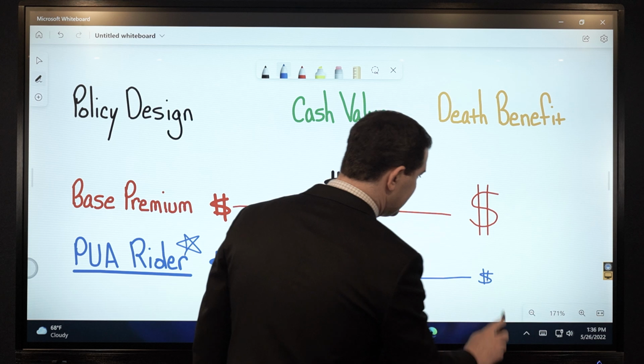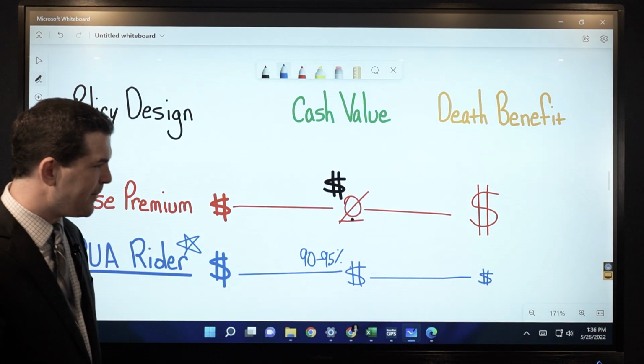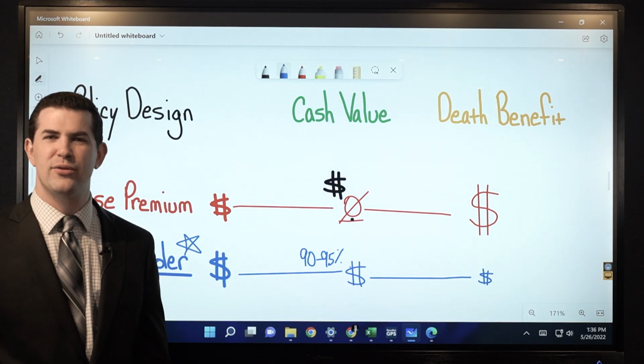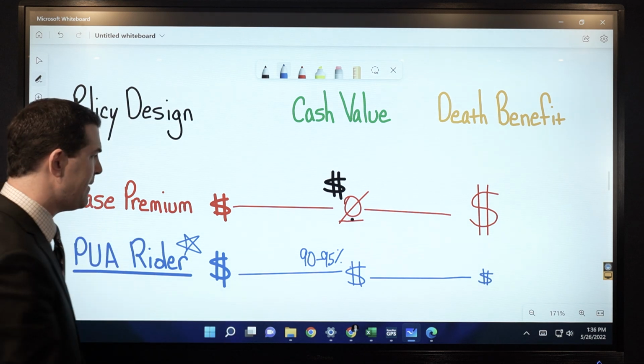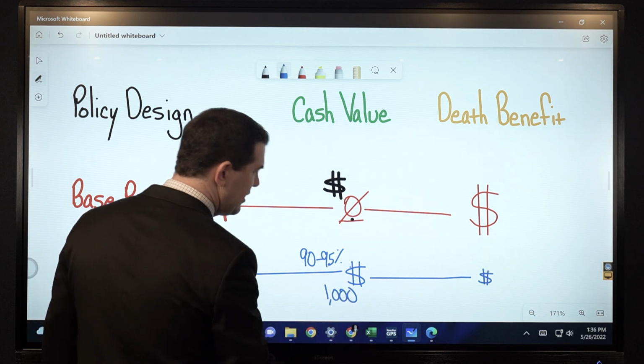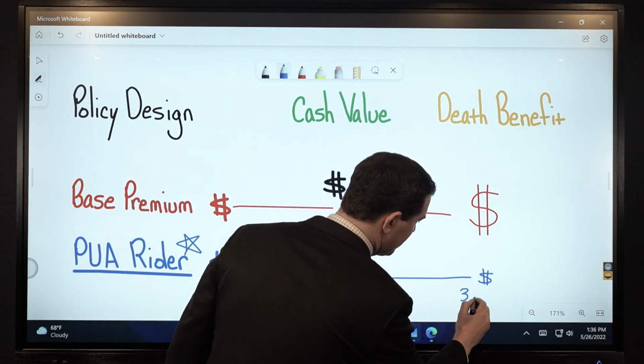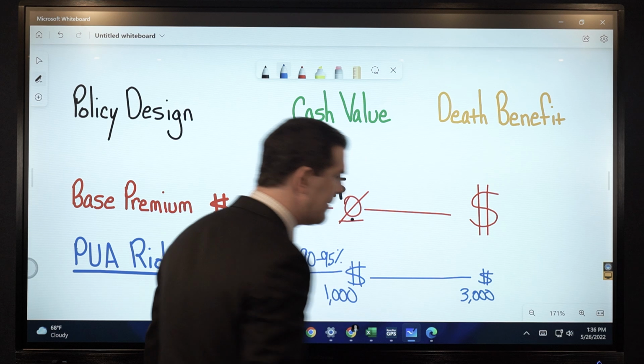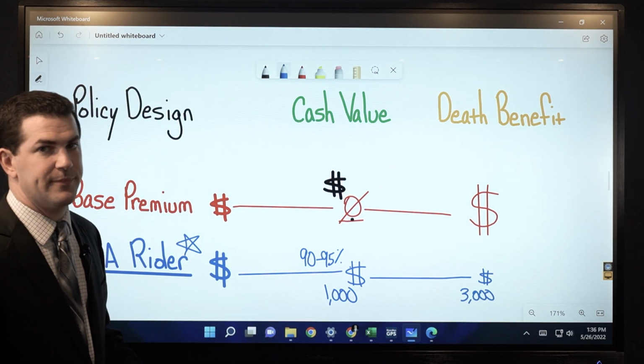It's very small relative to premium dollars. Depending on your age and your health rating and your gender, on average, if I paid in $1,000 here toward this PUA rider, I might see another $2,000 to $3,000 show up as additional life insurance benefit.